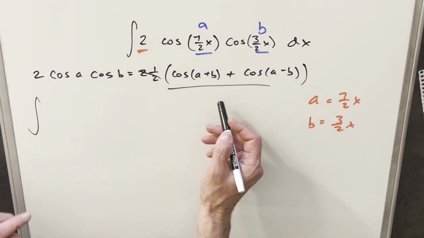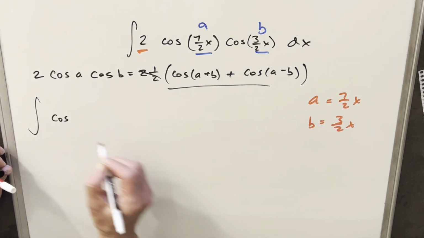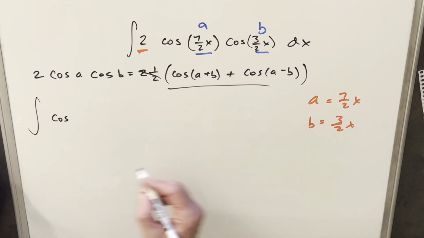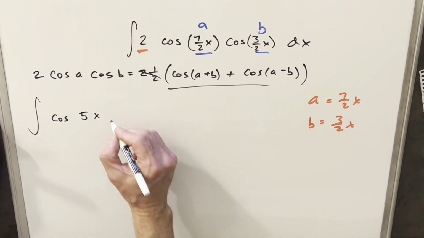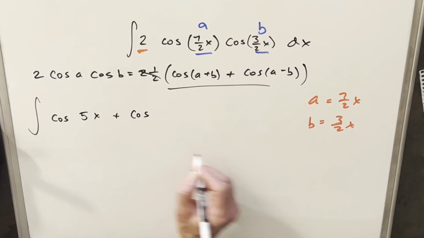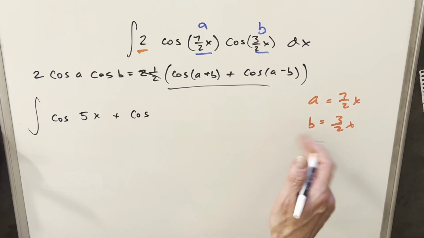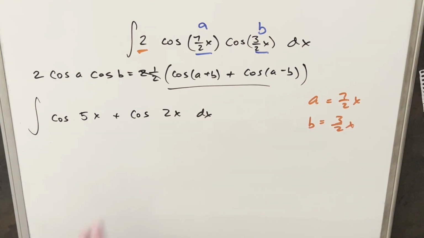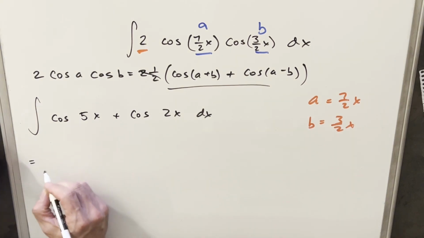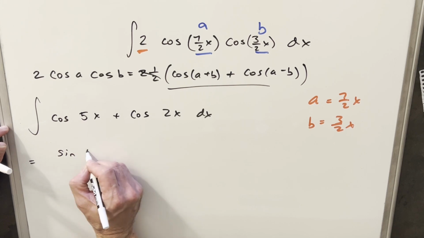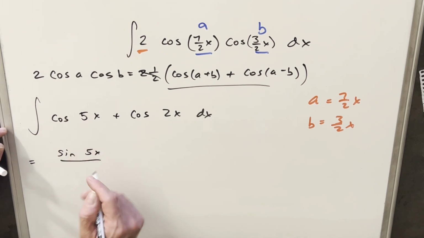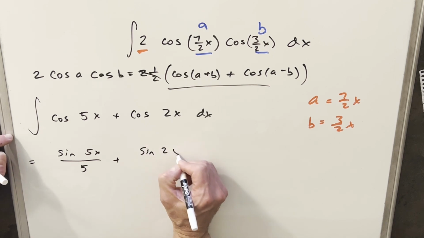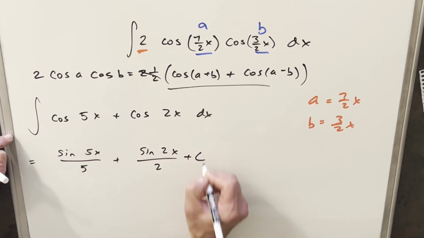So I'll go ahead and rewrite this now using this. So we're going to have the sum of the angles. So 7/2 x plus 3/2 x is going to be 10/2 x, which is the same as 5x. And then let's just add this other term, and we just want the difference of the two angles. So 7/2 x minus 3/2 x is 4/2 x, or just 2x dx. But now at this point, it's really easy to integrate. We'll just integrate and we'll find this is going to be sine 5x, but we need to divide by 5. So this will be sine 5x over 5, and this is going to become sine 2x over 2 plus c.